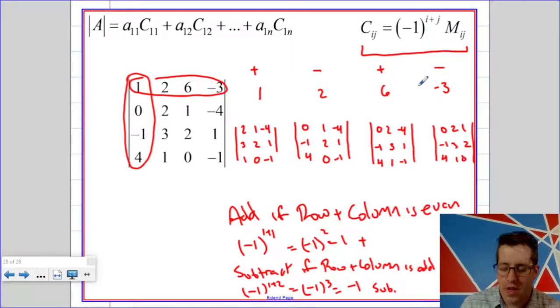Now here's the cool thing. The cool thing is that you can do this to any row or any column. So what you want to do is pick a row or column that has zeros in it, if that is a possibility. Okay, so let's try and put that into action. Instead of using this, where I have to find 4 3x3 determinants, let's go ahead and expand on the bottom row to see how that would work, because the bottom row has a 0 in it.